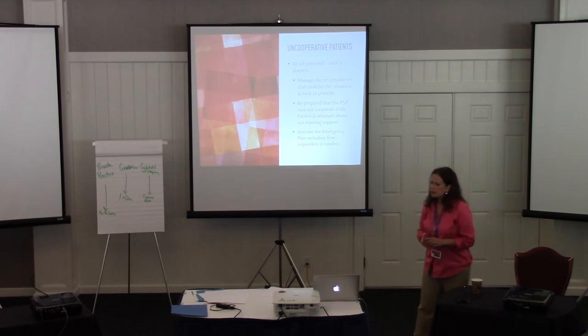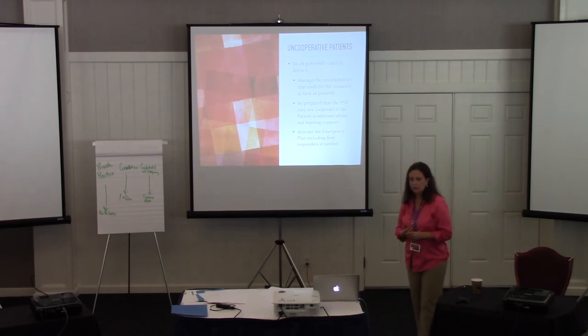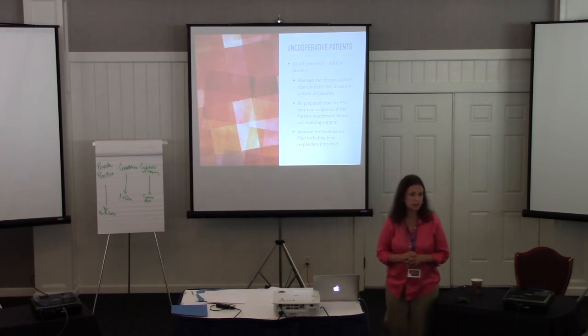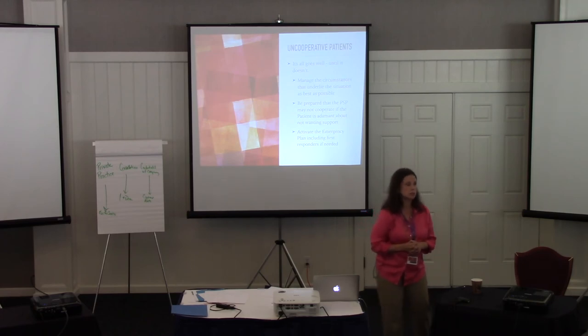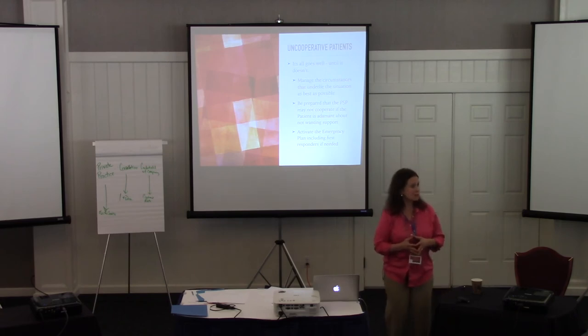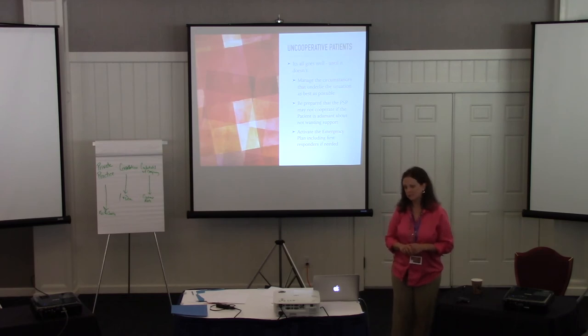Be prepared that the primary support person, the patient support person, may not cooperate if the patient is adamant about not wanting support. So you call Aunt Susan and you say, I really need you to come and check on so-and-so. And she says, nope, she already sent me a text. She said, do not come over under any circumstances. She does not want help. So that person may not comply, and you may have to use that 911 address and have them seen.